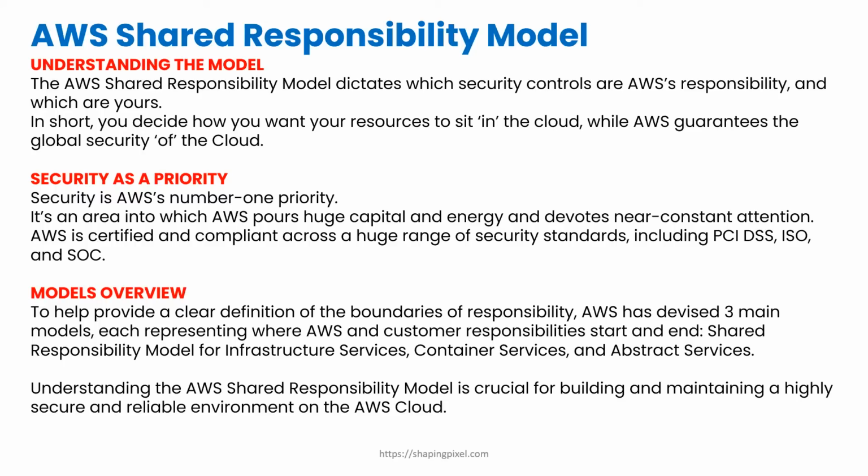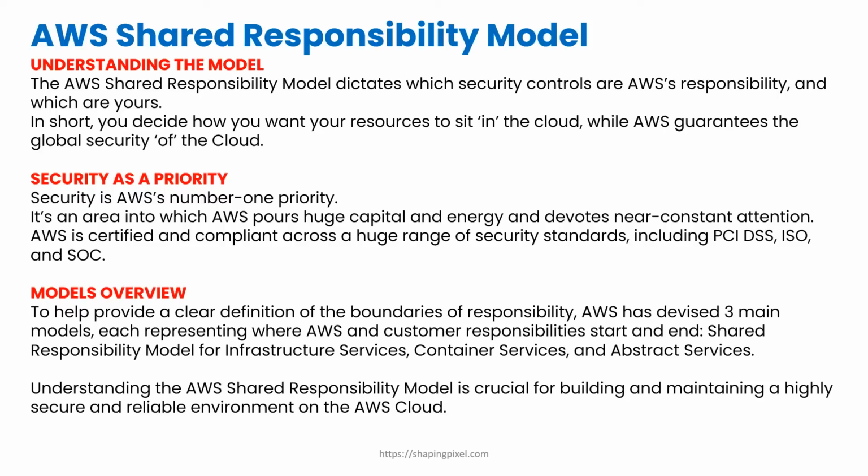The AWS shared responsibility model dictates which security controls are AWS's responsibility and which are yours. In short, you decide how you want your resources to sit in the cloud while AWS guarantees the global security of the cloud. Security is AWS's number one priority. It's an area into which AWS pours huge capital and energy and devotes near constant attention. AWS is certified and compliant across a huge range of security standards, including PCI DSS, ISO, and SOC.